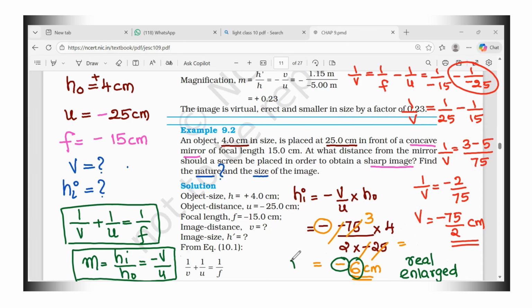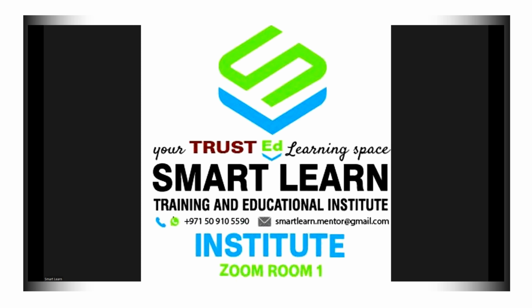I repeat, for magnification or HI, you get a minus. Minus for magnification means it is real and inverted. And magnitude greater than 1 means it is enlarged. See, 4 centimeter will become 6 centimeter. So this is the mirror formula and magnification.